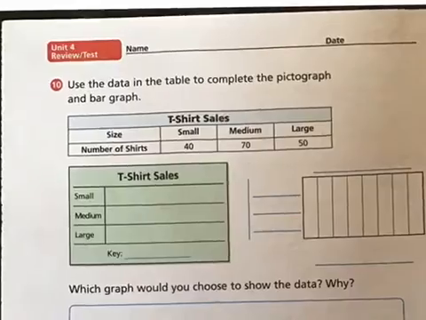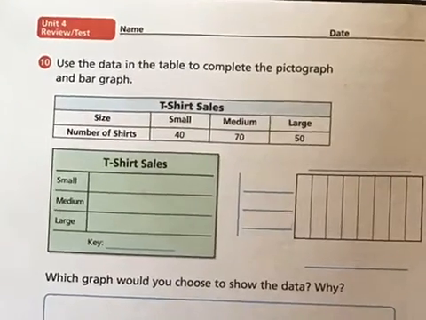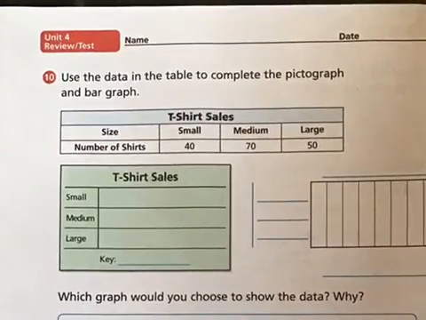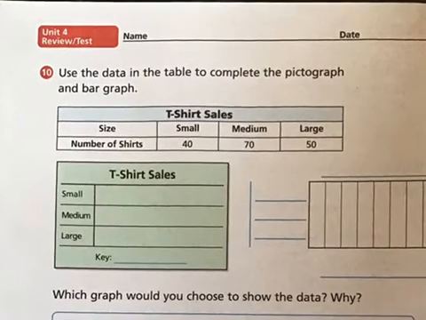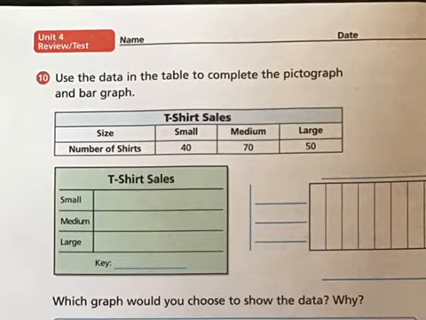So we're going to start with number 10 in your math workbook, and this is the review portion of it. It says, use the data in the table to complete the pictograph and bar graph. So here's our information in our t-shirt sales. You can see that there are 3 different sizes, small, medium, and large. And they sold 40 smalls, 70 mediums, and 50 large t-shirts.